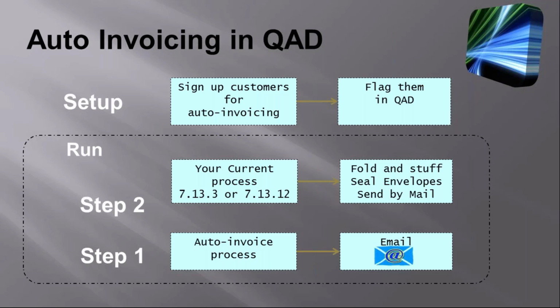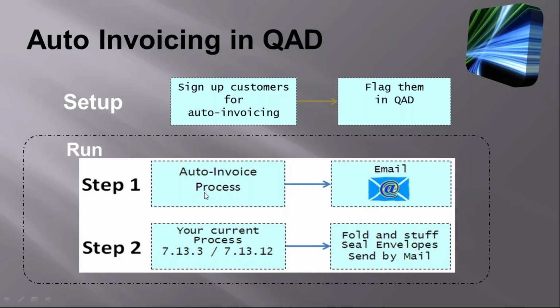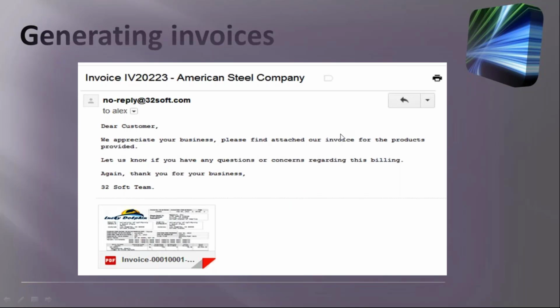Your new process will look like this. The auto invoice program will run first. It'll look at those customers who would like to receive electronic invoices, and will run only those invoices, produce them, and email them to those customers. And your second step is your regular step, your current process.